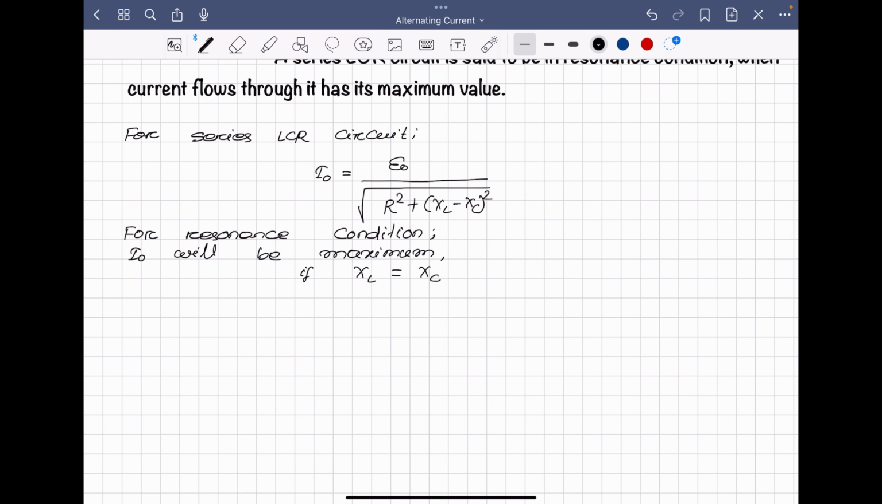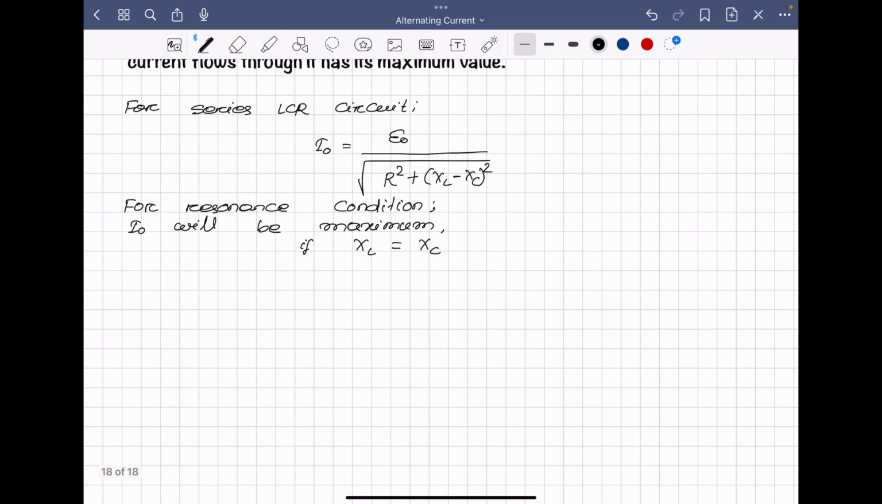Because we know R can never be 0. We know what resistance is: resistance is the opposition offered by the conductor. If a conductor is there, then compulsorily there is some resistance. So we can't neglect the resistance. But if we make the XL minus XC term 0, then our impedance becomes less, and hence we can say current will be maximum. Then what is the condition for XL minus XC equal to 0? We can write XL equals XC. If the capacitive reactance and inductive reactance are equal, then XL minus XC is equal to 0.